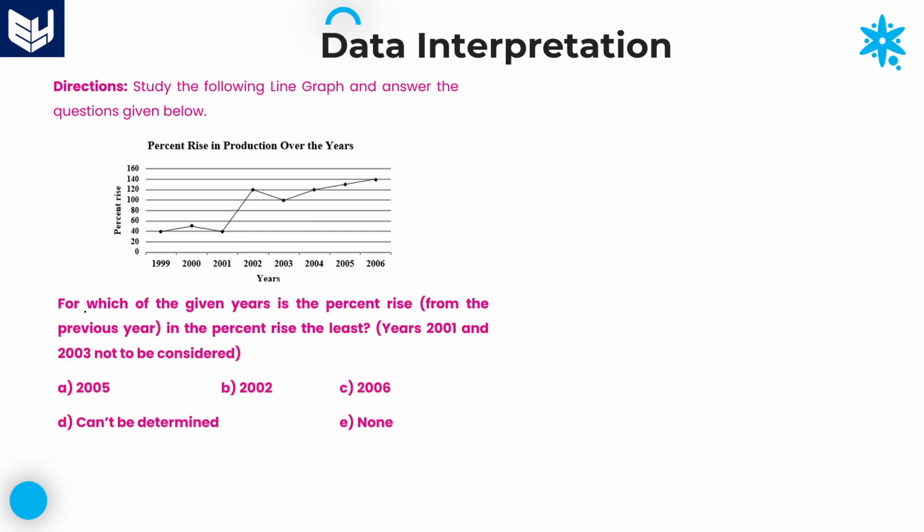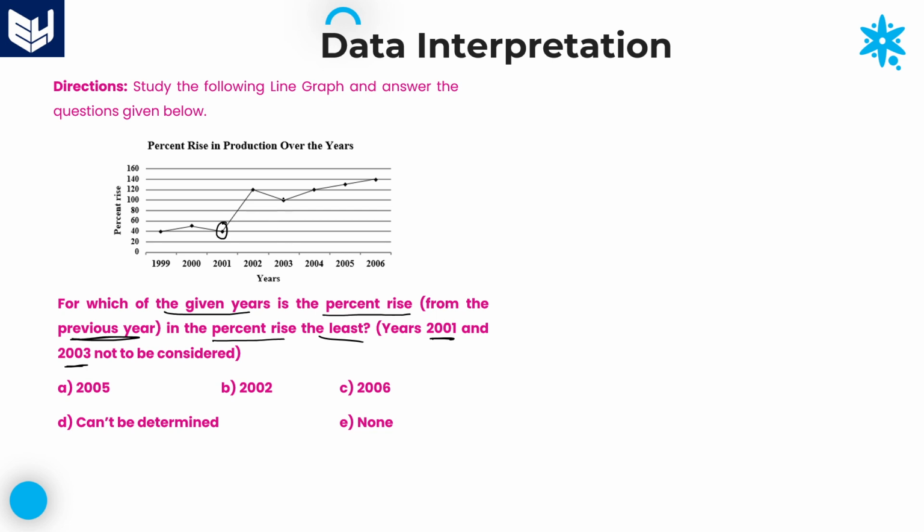Fourth question. Here the fourth question is: for which of the given years is the percentage rise, see here, this is very important, for which of the given years is the percentage rise from the previous year, as compared with the previous year, the least? And in brackets, one piece of information is given, which is that 2001 and 2003 are not to be considered.